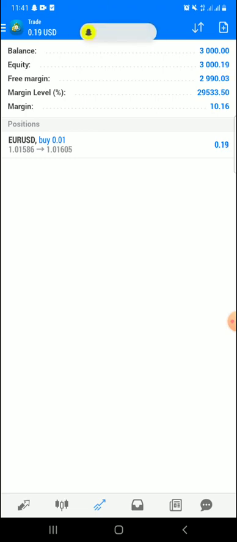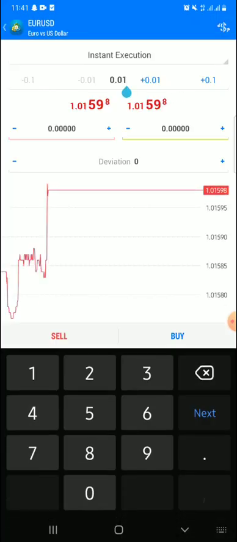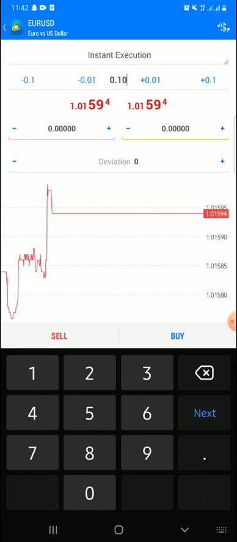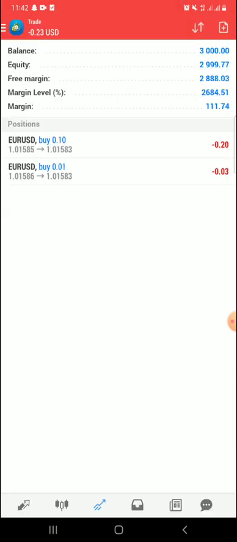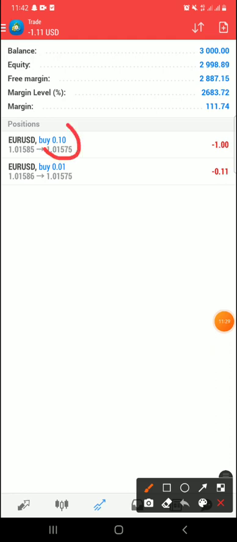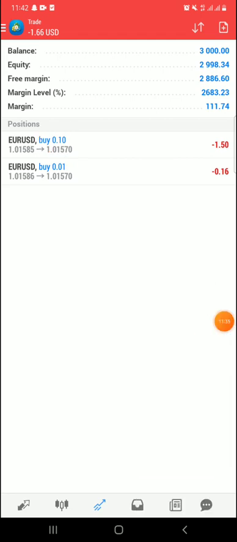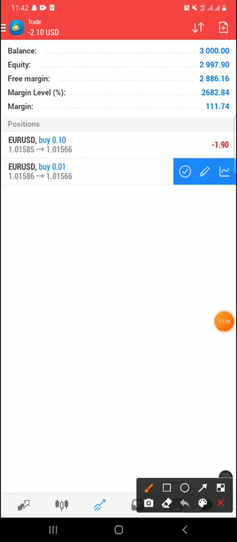What am I trying to show you? Just look at what we are making. And then let's look at when we change the lot size. This is 0.01. Now, let's change it to 0.10. This is now what we call a mini lot. Now let's click on that same buy. You can now see that when I open this one that had a bigger lot size, I'm now losing $1, I'm losing $1.5. I'm losing more than what I was losing when this price was here.